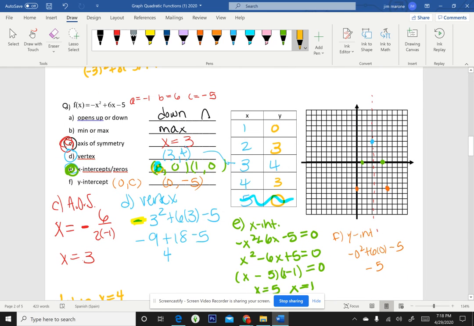So we can plot these. The first point up top is 1, 0. It's already plotted. Then 2, 3. 3, 4 is the vertex. 4, 3 is here. 5, 0 is already plotted. So I have my problem. The next video will have the next two problems on it.